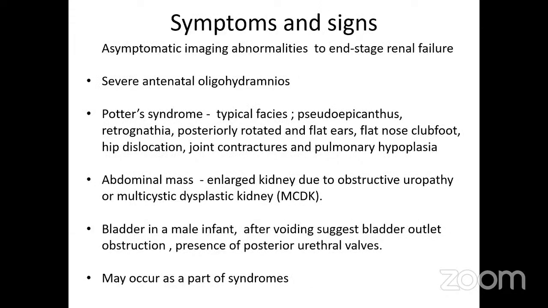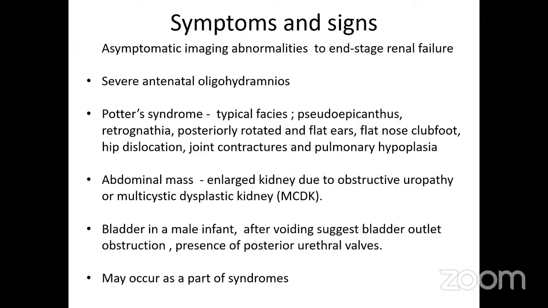So what are the symptoms and signs, and how is the child going to present? A child with CAKUT can present anywhere from asymptomatic imaging abnormalities to end-stage renal failure. So what are the clues in the antenatal period? Severe antenatal oligohydramnios and Potter's syndrome: typical facies with pseudoepicanthus, retrognathia, posteriorly rotated and flat ears, flat nose, club foot, hip dislocation, joint contractures, and pulmonary hypoplasia.